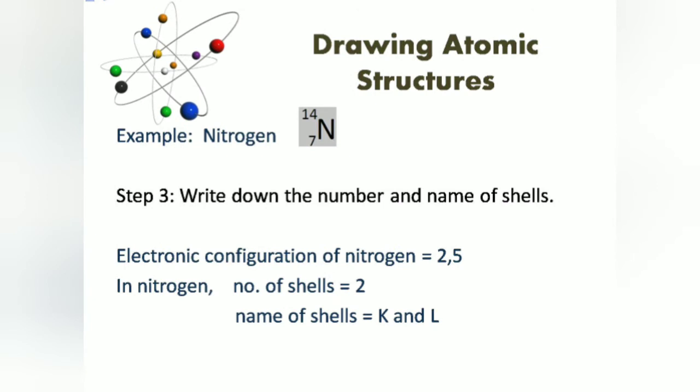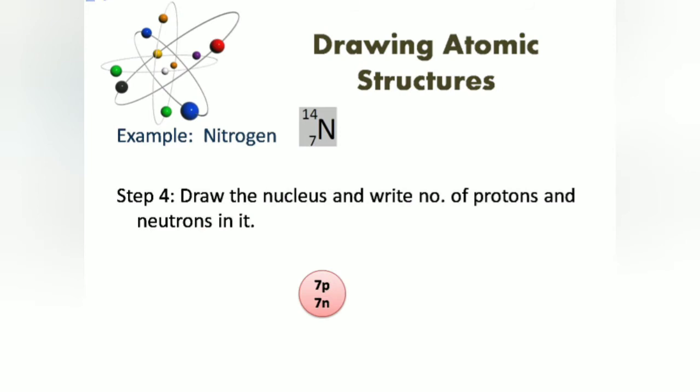Step 3 is to write down the number and name of shells. For example, in nitrogen, there are 2 shells which are named as K and L shell. Then we have to draw the nucleus and write down the number of protons and neutrons in it. For nitrogen, we will draw the nucleus and write down 7 protons and 7 neutrons in it.